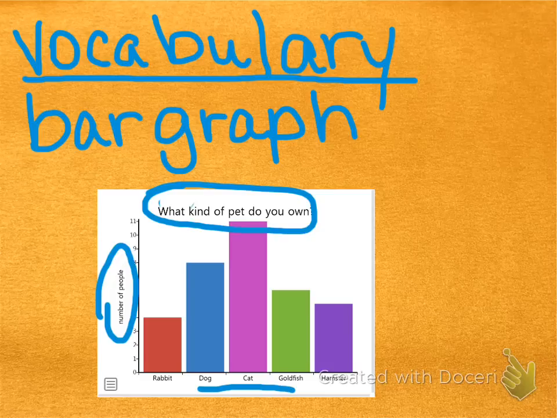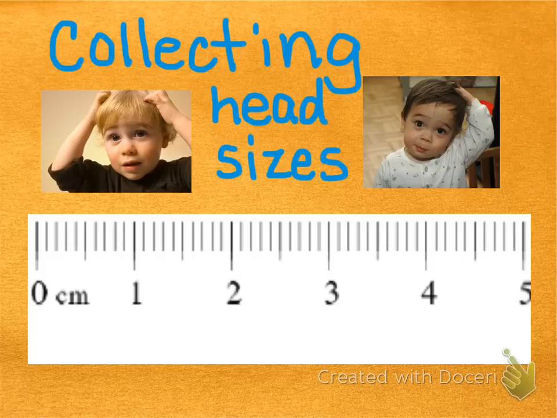So in this instance, this graph has to do with what kind of pet you own. So we've got names of types of animals that most pet owners have. So anyway, that's what I wanted to point out about the bar graph.